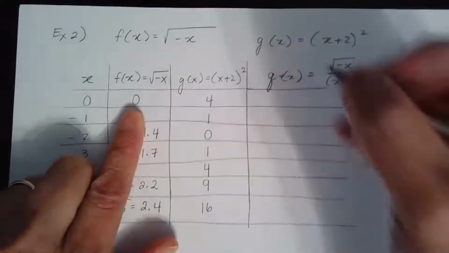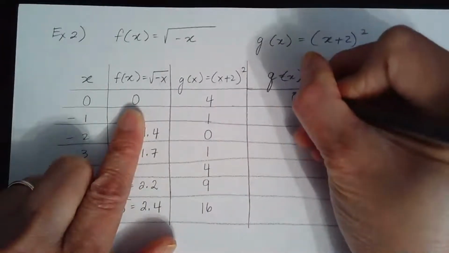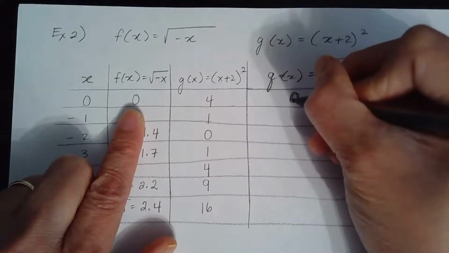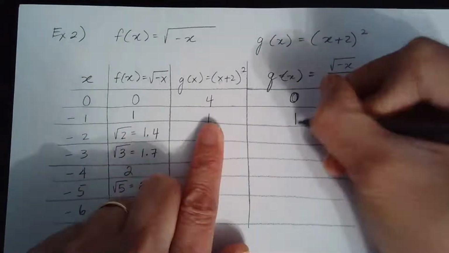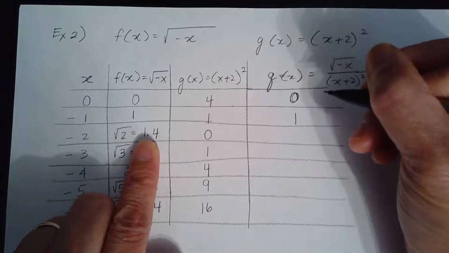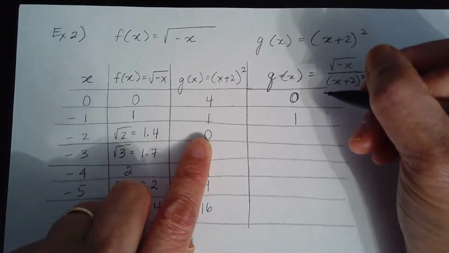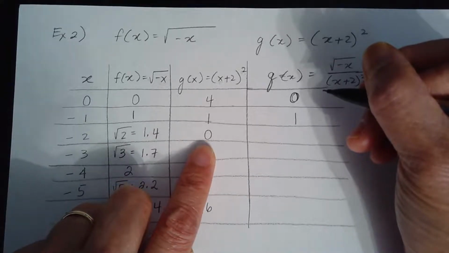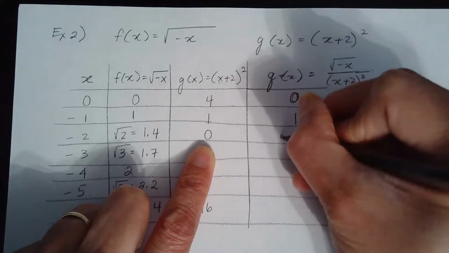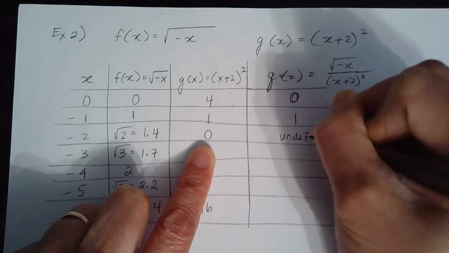So 0 divided by 4, that's 0. 1 divided by 1 is 1. 4 divided by 0. Okay, now we're going to get into dividing by 0. This is where it's undefined. Undefined.